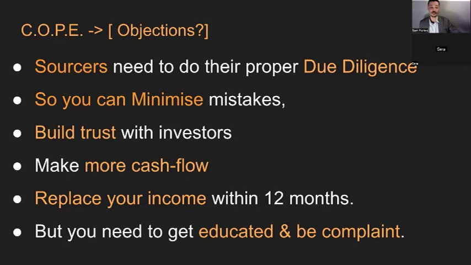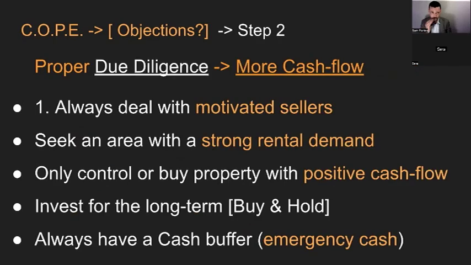Some sources don't want to be compliant. If that is the case, you can always work with a source who is fully compliant. They have all the documentation, and then you can split the profit. Or you can also work with me. Even if you're not fully compliant, we can work together, and I will bring other people on board. That should be okay, as long as the deal is a good deal.